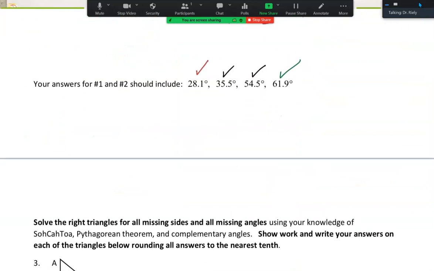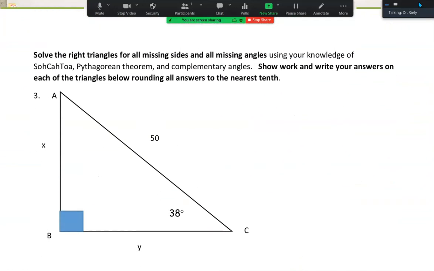Okay, that brings us to question number 3. Here it says solve the right triangle for all, so all missing sides and all missing angles. So what's missing? Well, angle A is missing, X is missing, and Y is missing. So let's set that up. Let's get the angle first because that's the easiest. I'm just going to do subtraction at this point.